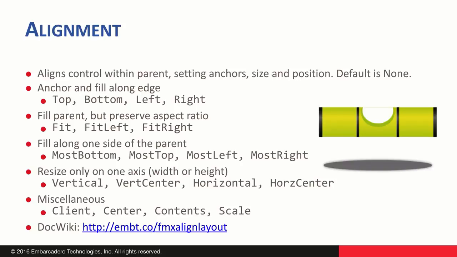So client fills all the space available to it. Center centers inside that space. So it doesn't resize, it just centers in the space. Contents is interesting in that contents fills all the space of the parent, irrespective of other things that are aligned in the parent's client area. And then scale affects the things that are on it. So if you put something down and say it's scale, then as it grows, the things that are on it also grow.